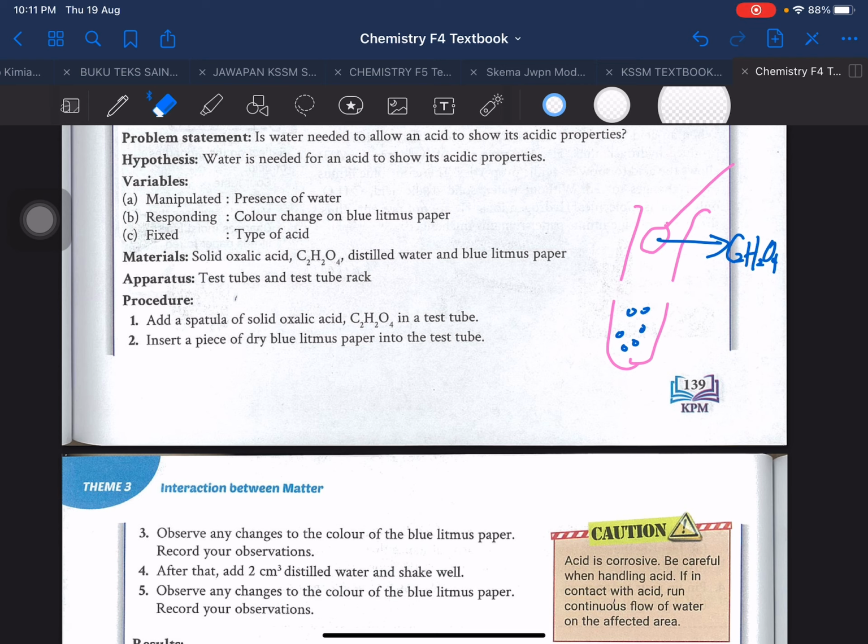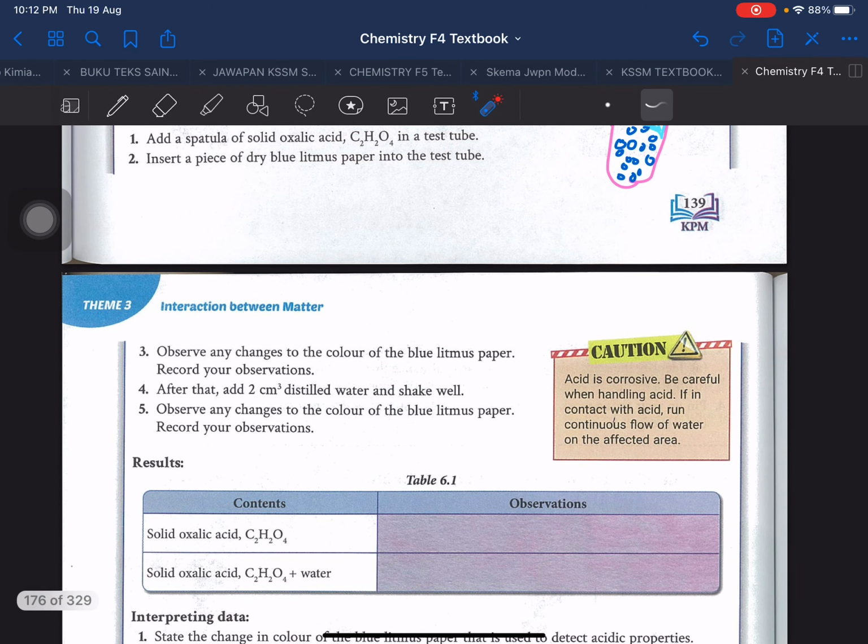Dalam bentuk pepejal lah. So dia mesti pepejal. Bulat-bulat lah kan. Okay. This is just to let you imagine how it goes. And then you take the blue litmus paper. I will draw here by using a light one. Okay, you put the litmus paper in here. Is there any changes? Will there be any changes? Sebenarnya, kalau tiada air, actually tiada perubahan tu. Okay. Observe any changes to the color. Record your observation. After that, add 2 cubic centimeter of distilled water and shake well.